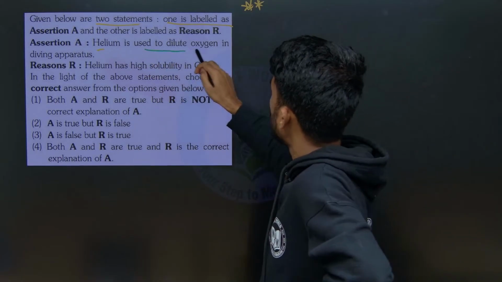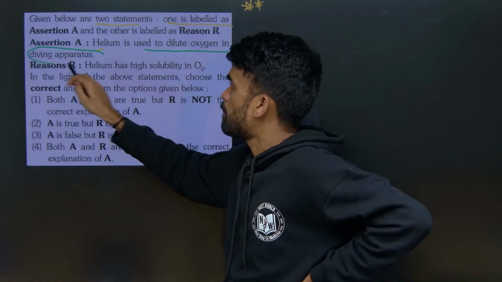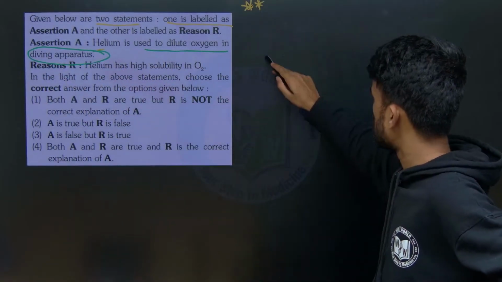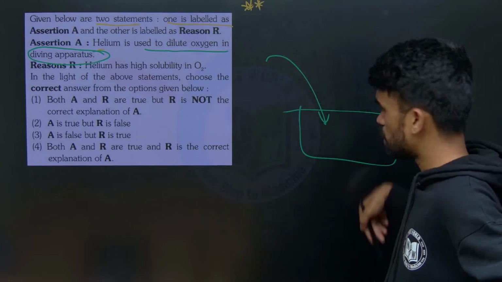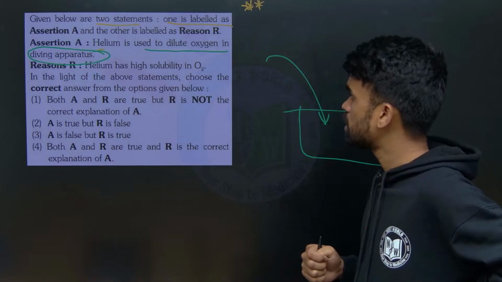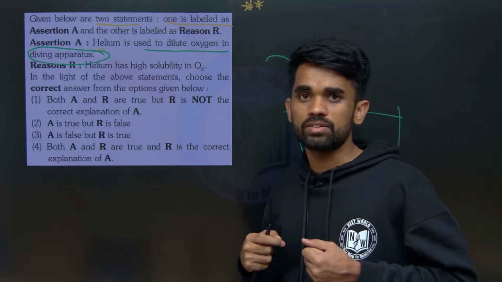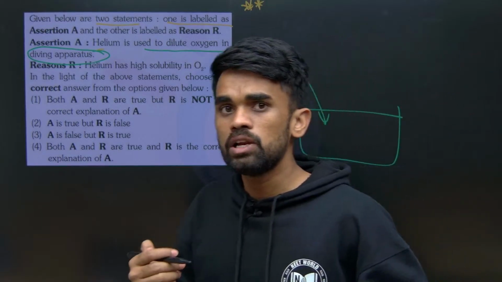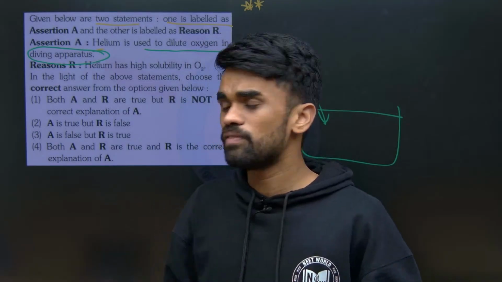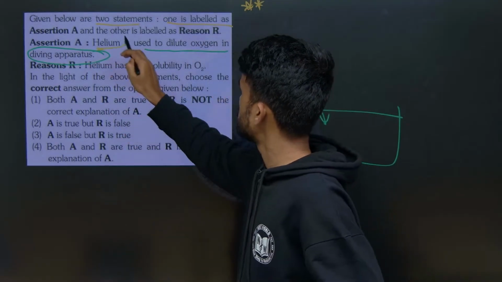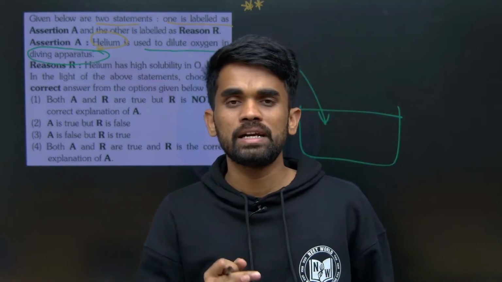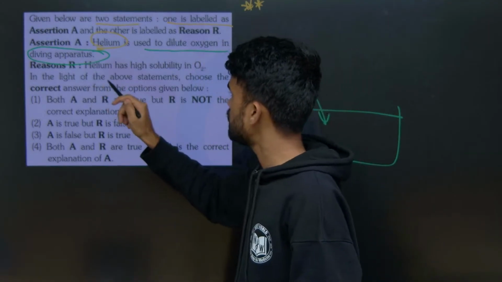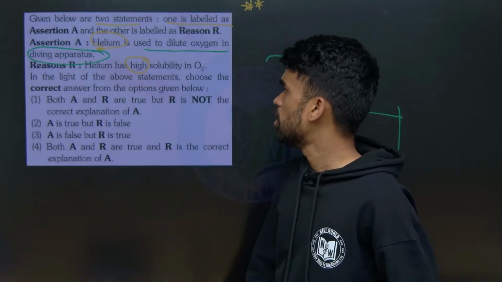Helium is used to dilute oxygen in diving apparatus. Yes, we know scuba, sea divers, those who go under the water. So what do they carry? They carry an oxygen cylinder, right? In order to dilute the oxygen in the cylinder, they use helium gas, which is an inert gas. It has very low solubility. What I am saying is very low solubility, but they have mentioned here it has very high solubility.